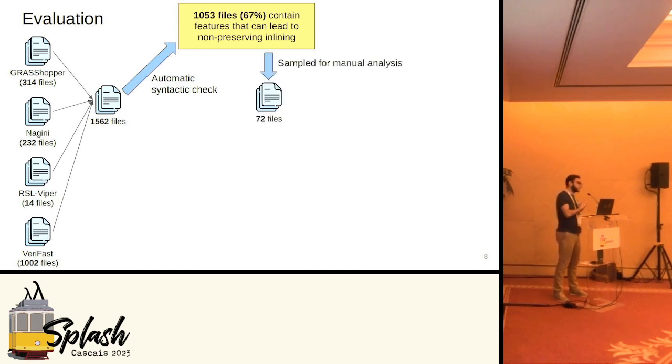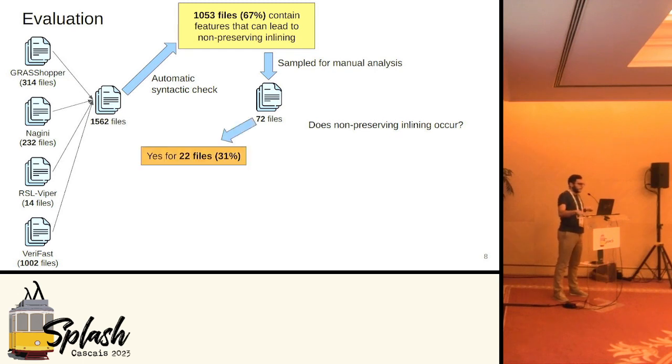But then we wanted to know whether non-preserving inlining actually occurs in practice, and we cannot do that automatically. So we sampled randomly for manual analysis 72 files from the 4 verifiers. And we asked the question, does non-preserving inlining occur? And it turns out that in 1/3 of the cases, for 22 files, it does. But for a majority, almost 70%, it does not. And so finally, we wanted to evaluate our conditions.